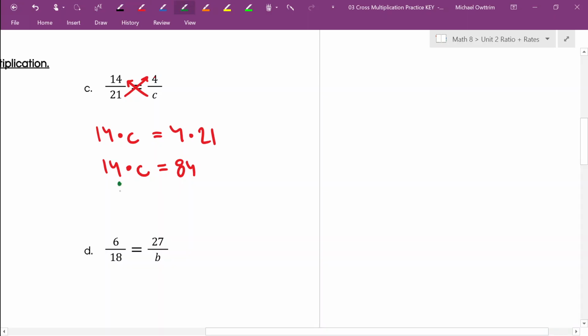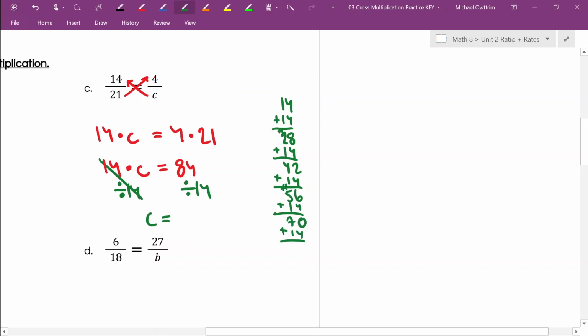So what's the opposite of multiplying by 14? It's dividing. So we'll divide both sides by 14. Now, I need to figure out how many times 14 goes into 84. If I don't know, I can try skip counting by 14s. So 14 plus 14 is 28, plus another 14 is 42, plus another 14 is 56, plus another 14 is 70, plus another 14 is 84. So it does go in exactly a whole number of times: 3, 4, 5, 6 times. C is 6.